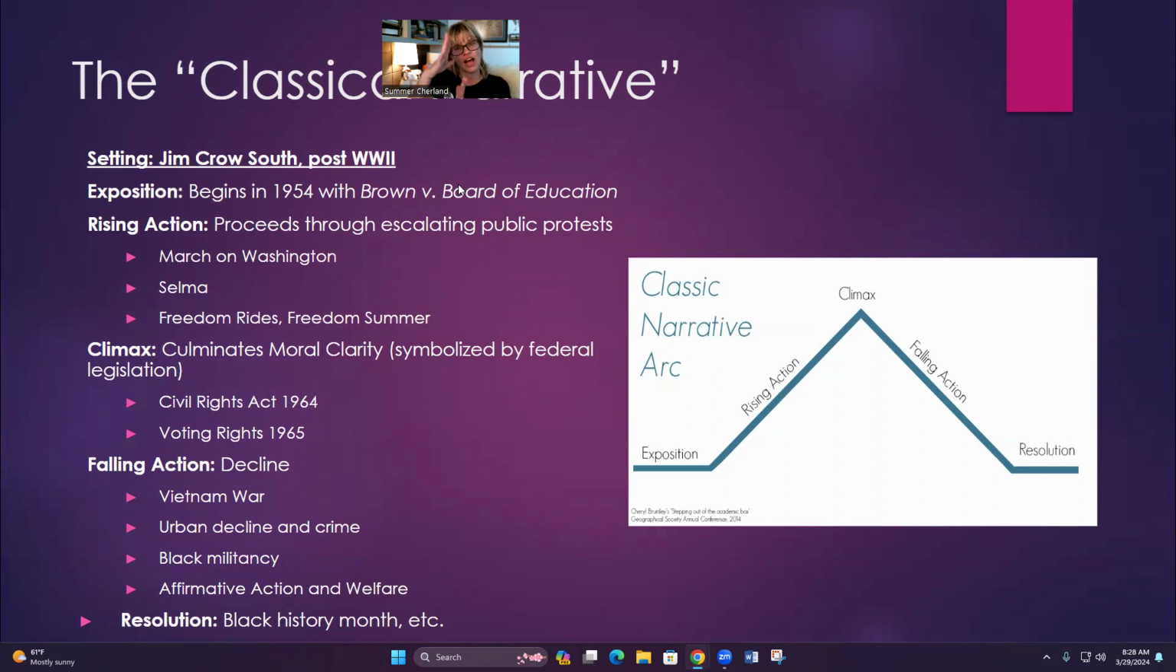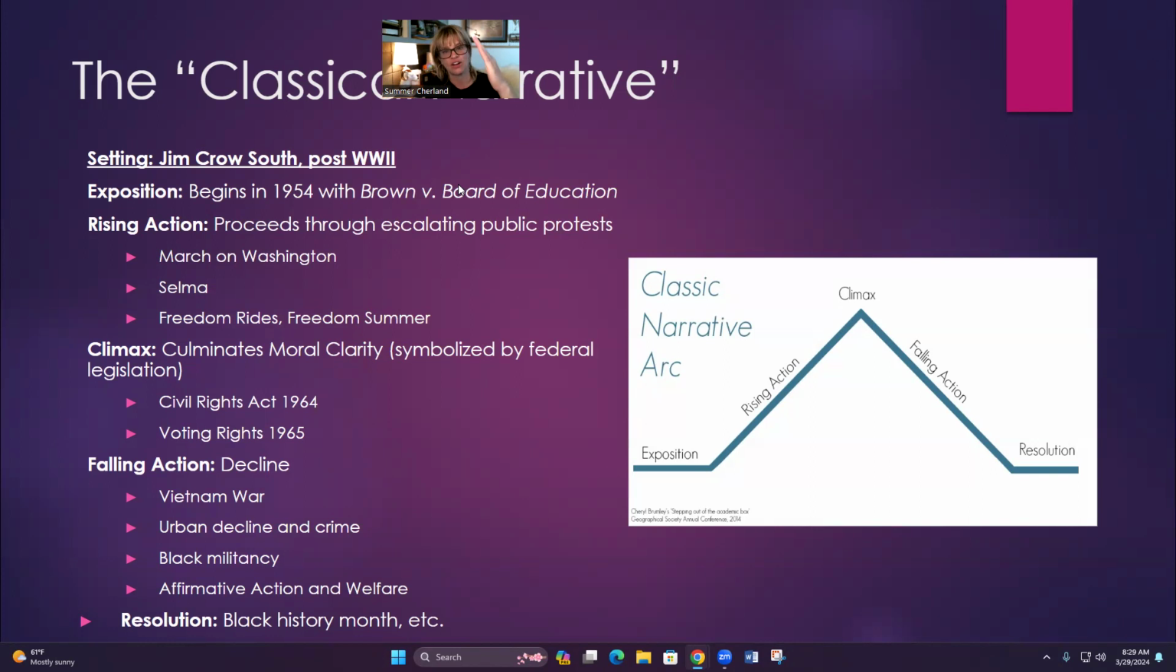You have kind of an urban decline. You have a rise of crime in American cities. You also have the rise, which we'll talk about in our next lesson, of Black militancy groups, the Black Panthers and the like, who begin to contest the civil rights framework of nonviolent, peaceful protest, and they start to show a different strategy. Or you see things like major programs nationwide, like affirmative action and welfare.